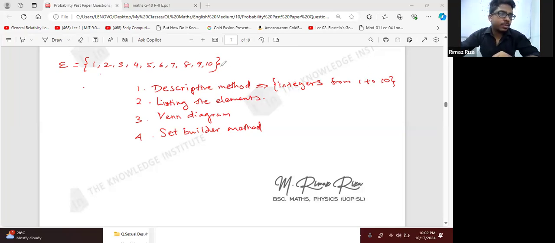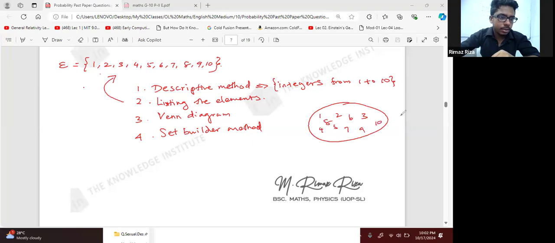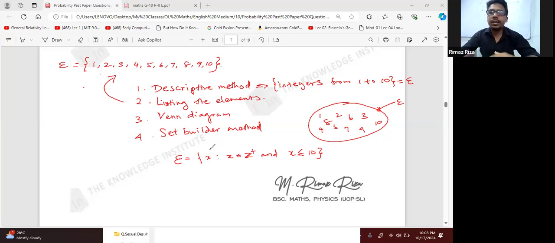If you put brackets here, this is again the listing the elements method. And then the Venn diagram. So you draw a Venn diagram and then mark all the values there: 1, 2, 3, 4, 5, 6, 7, 8, 9, 10. Here you mark this as epsilon. And then the set builder method. You say this equals x, where x is an element of integers and x is less than or equal to 10. If I put integers here, then with less than or equal, negative values also come. Therefore, I only put positive integers here. So these are four methods of representing the same set. There are four methods to represent a set.